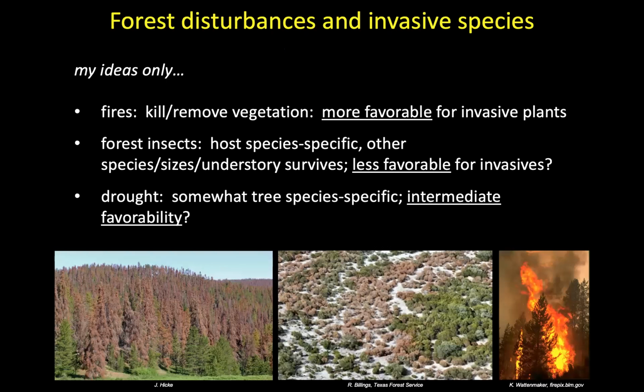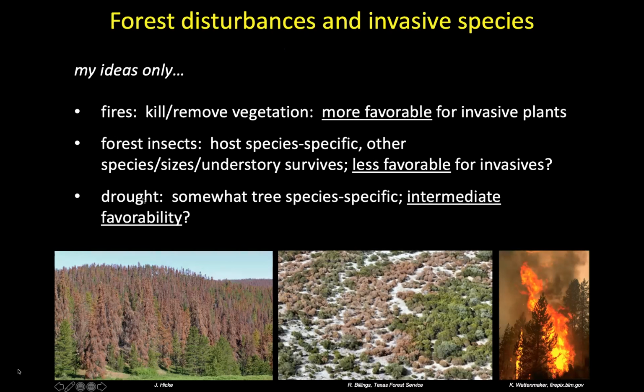Okay, here's my one slide about ideas on how forest disturbances may affect invasive species. These are my ideas. I'll start with fires, because fires kill and remove a lot of vegetation, including the understory, shrubby plants, and in some cases the overstory. I would suggest that this disturbance type is more favorable for invasion by plants.